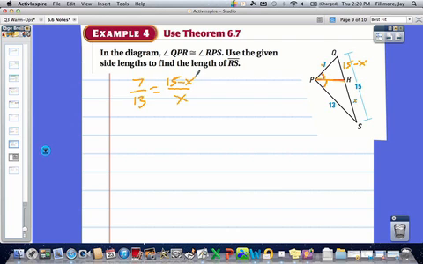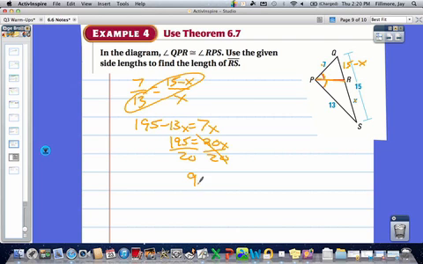We can cross multiply now. So we have 195 minus 13x when we distribute equals 7x. If I add 13x to both sides, 195 equals 20x. And if I divide both sides by 20, x should equal 9.75.